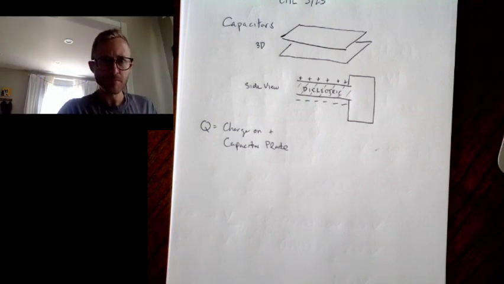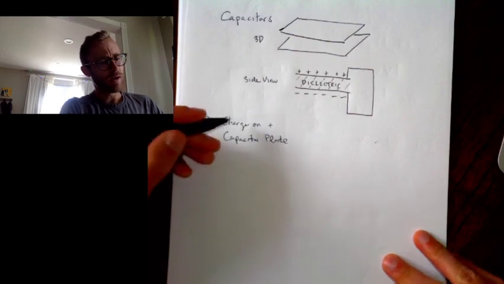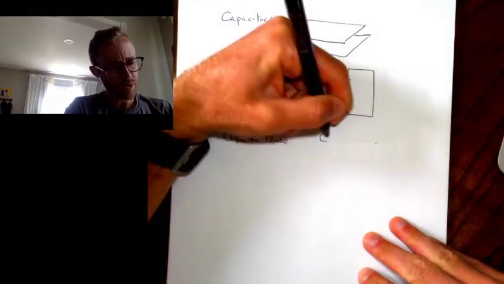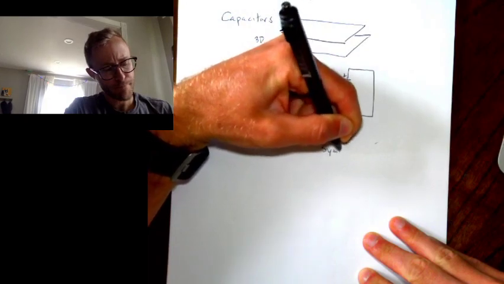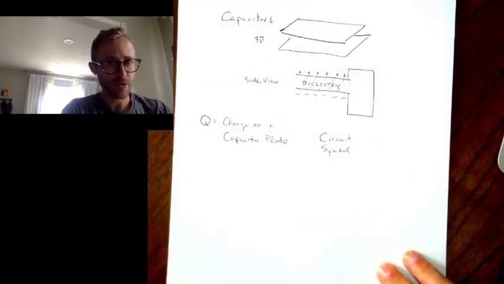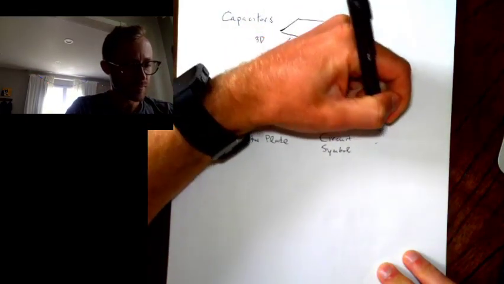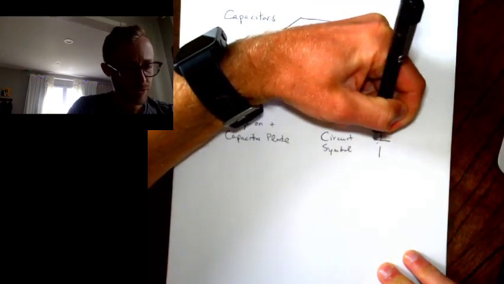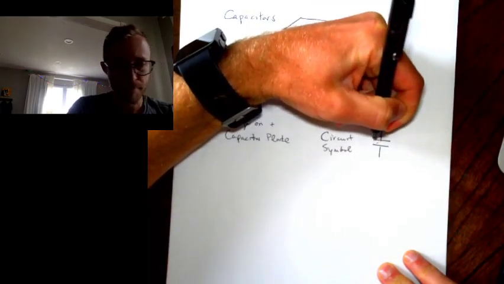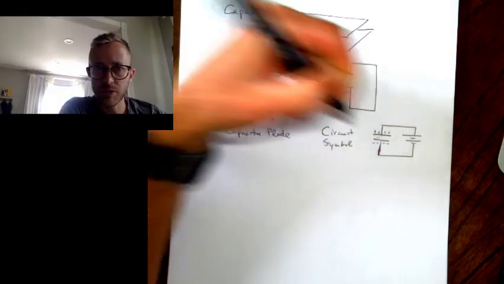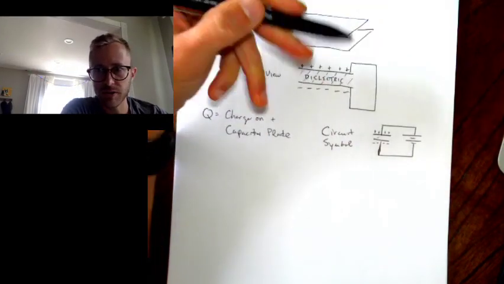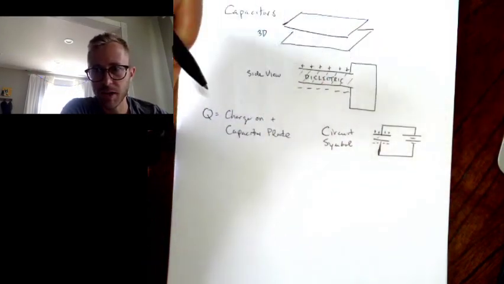So, anyways, I didn't give you the circuit symbol for a capacitor, which is just exactly what it looks like. If we have a big battery, it's going to push more charge onto the positive capacitor plate.